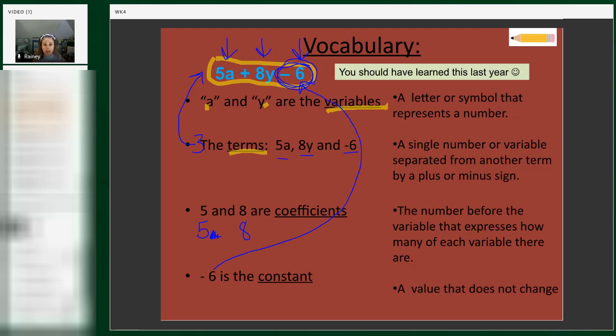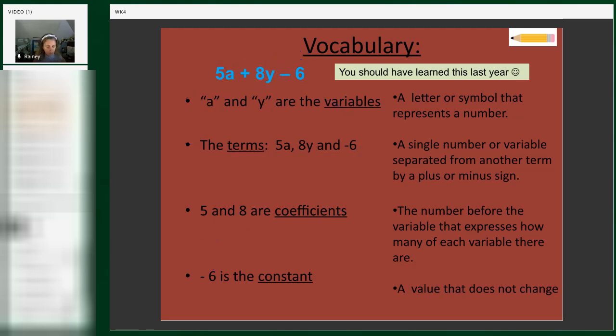And I've got your definitions out here to the side on your worksheet. Let me erase that. So it tells you a letter or a symbol. That's a variable. A term is a single number or variable separated from another term by a plus or minus. The coefficient is the number before the variable, once again, like the co-pilot. And then the constant does not change. -6 is going to stay -6. It's going to stay the same. All right. Good job. Next up.